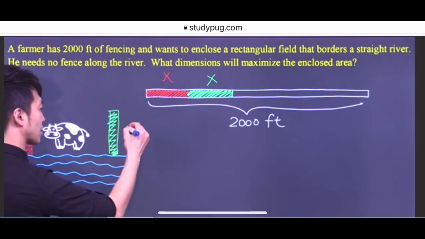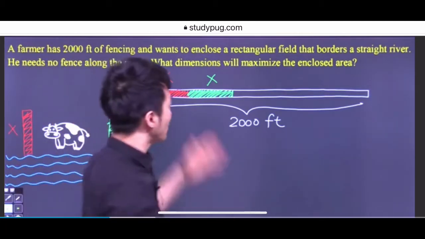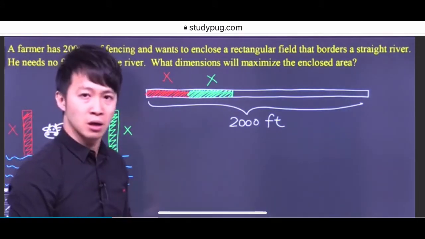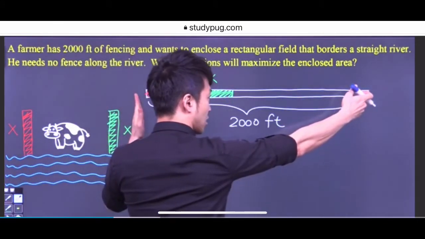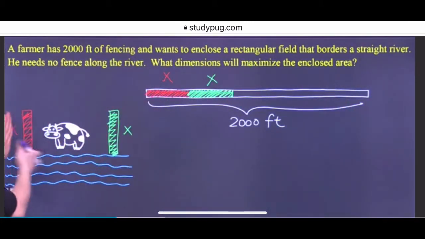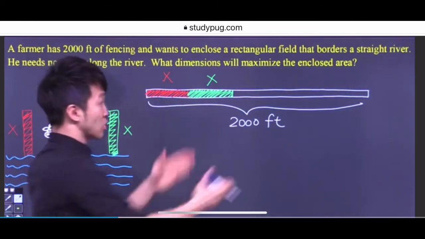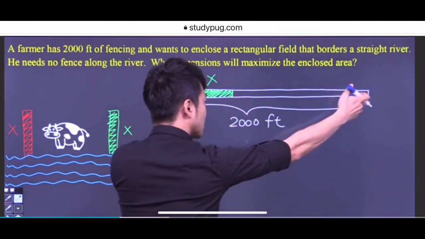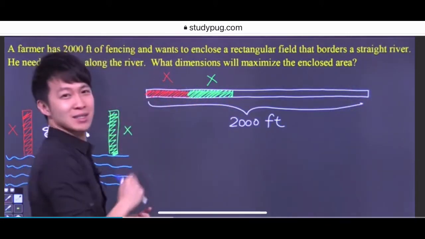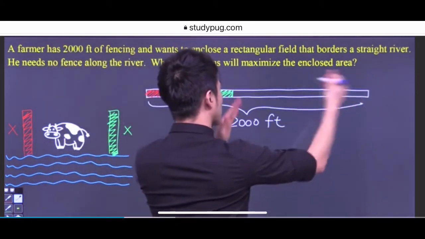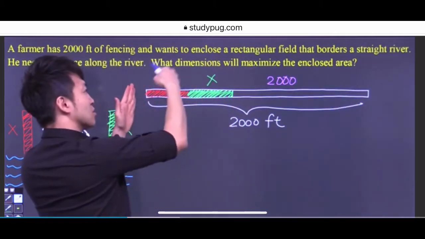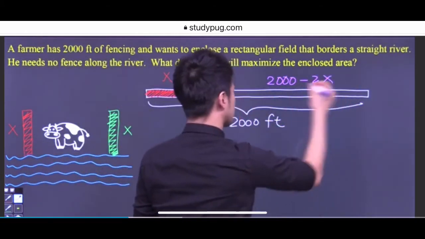Okay, so also with the length of x. Now, how much fencing do we have left? Well, let's see. Total length is 2,000 feet, and we took away how many sections already? We already took away 2 sections and then put them right over here, right? So the remaining length will be 2,000 minus how many x? Minus 2x, right? So the remaining length right here will be 2,000 minus 2x, okay?